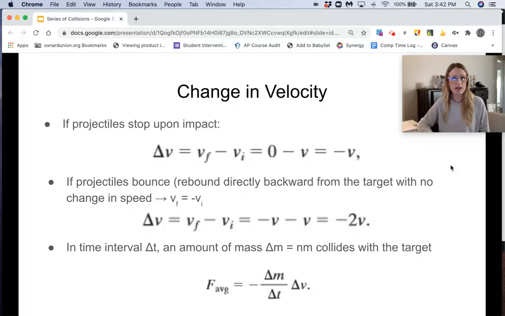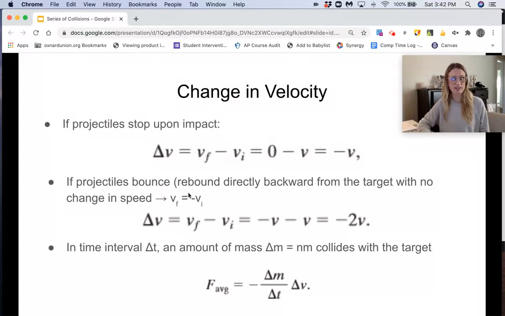Now, just some little points here. We can have different types of changes in velocity. Sometimes the projectiles just stop upon impact, which means the final velocity is zero. Our change in velocity is equal to final velocity minus initial velocity. If the projectiles stop, then final velocity is just zero, so we get zero minus v initial. So delta v is just negative initial velocity.